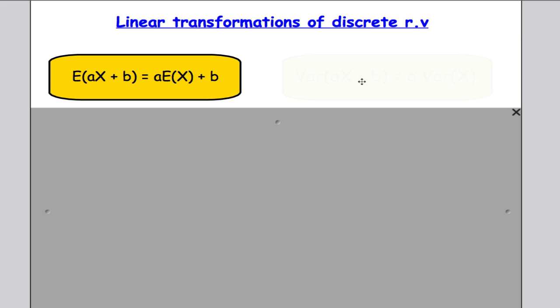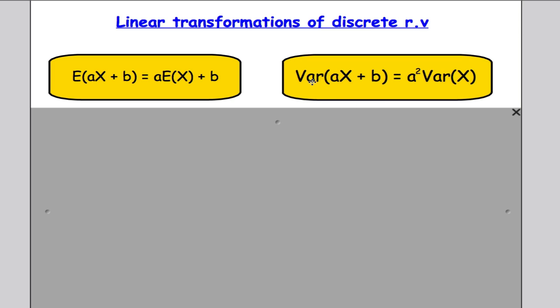I'm not going to go through it in detail. I'm just going to give you this formula here. So if I want to transform the variance of ax plus b, we end up with a squared times the variance of x.